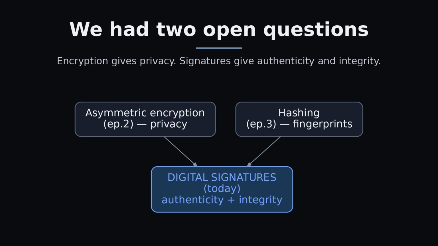We ended episode 3 with 2 open problems. When you receive a message, how do you prove it came from who it claims to? And how do you detect that it wasn't tampered with along the way? Both are real problems, and both have the same solution.